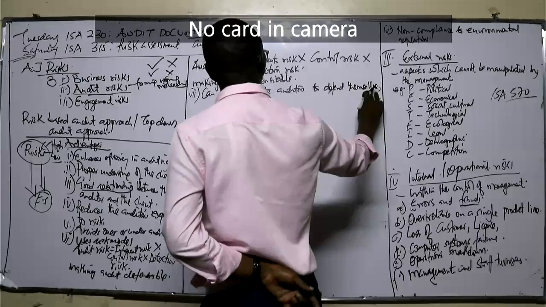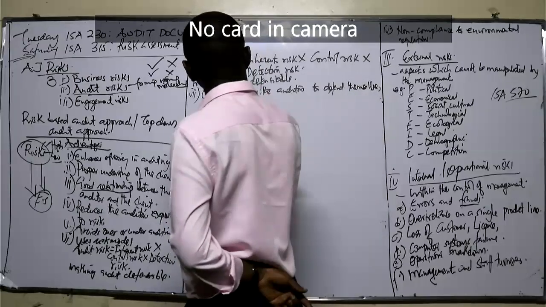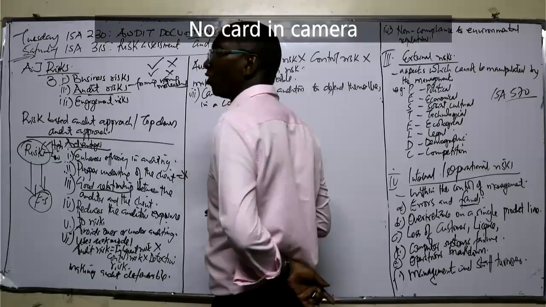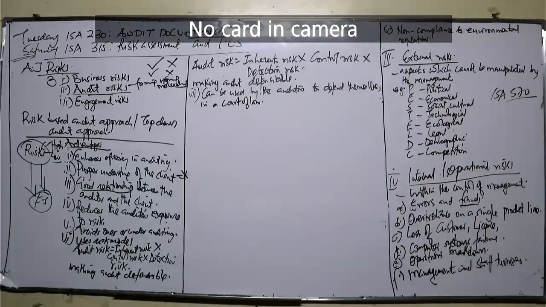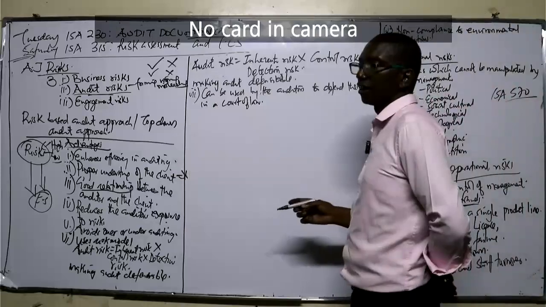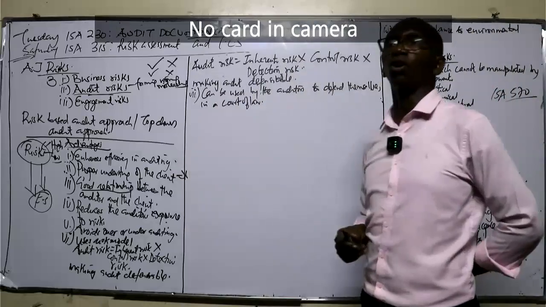Defend themselves in a court of law. I remember auditors' liability. Right, left, center. We said that auditors operate in a highly litigious environment. They can easily find themselves in court, so they need to keep on defending themselves. So it can be used by the auditors to defend themselves in a court of law.